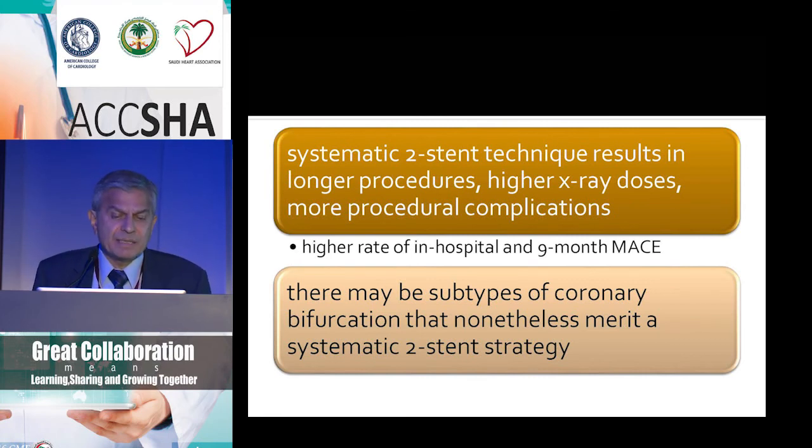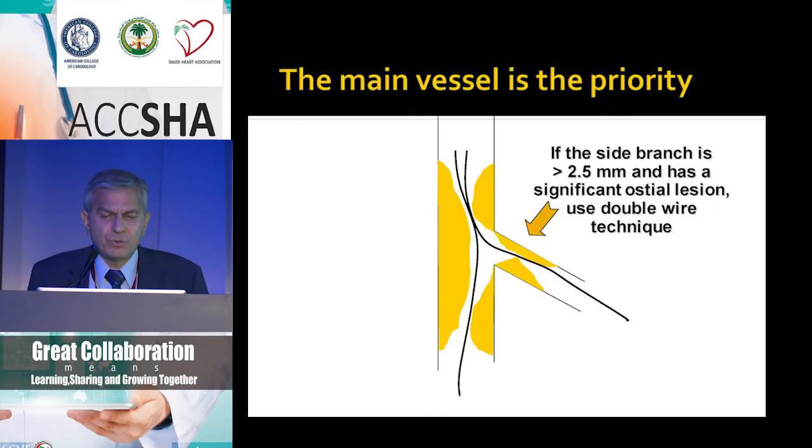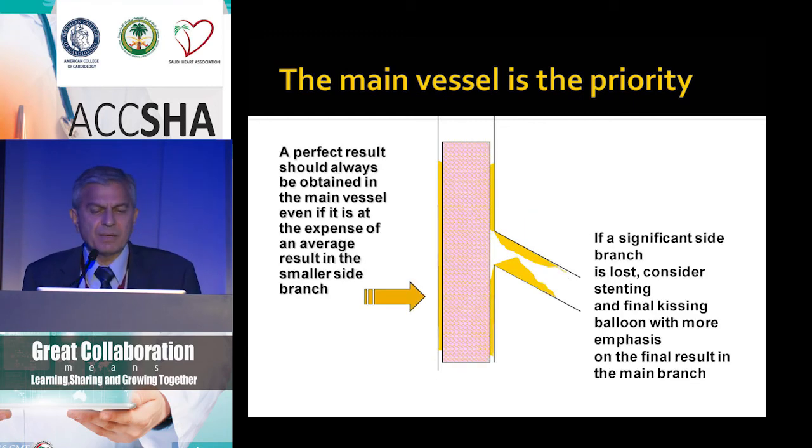But there may always be subtypes of coronary bifurcation that nonetheless merit a systematic two-stent strategy. For example, it's very important to try to keep the main vessel as the priority, and I'll skip all of that because I think it's a bit too technical for this audience. But the main thing is to try to keep it simple and not to complicate things.